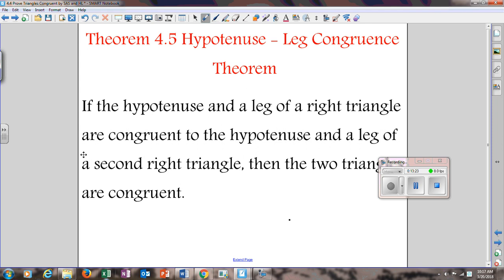And here's our theorem for it. Again, don't learn the theorem number. Write HL. That's all you have to write. Theorem 4.5, hypotenuse leg congruence theorem. If the hypotenuse and a leg of a right triangle, remember, if it ain't right, you did it wrong, are congruent to the hypotenuse and a leg of a second right triangle, then the two triangles are congruent.